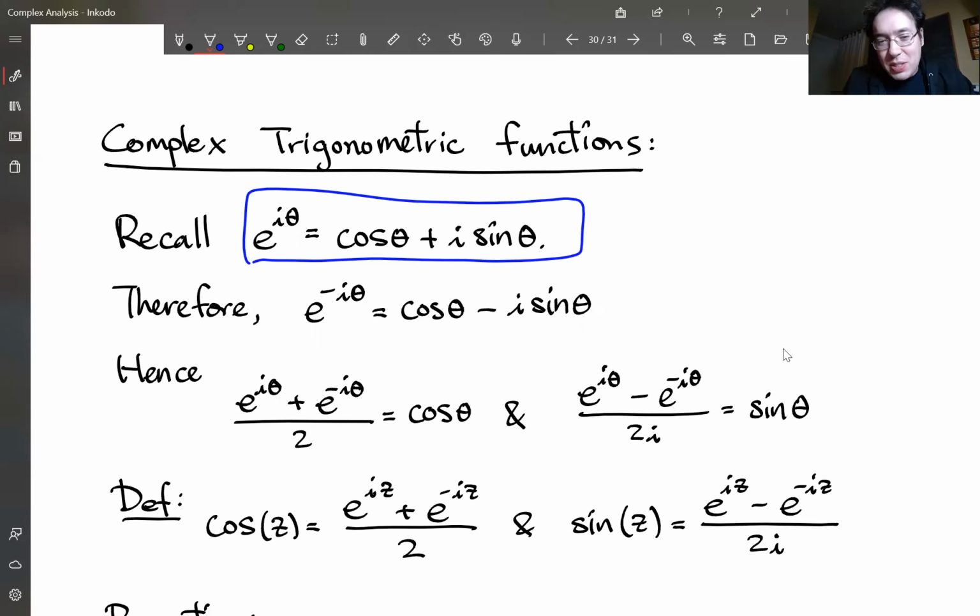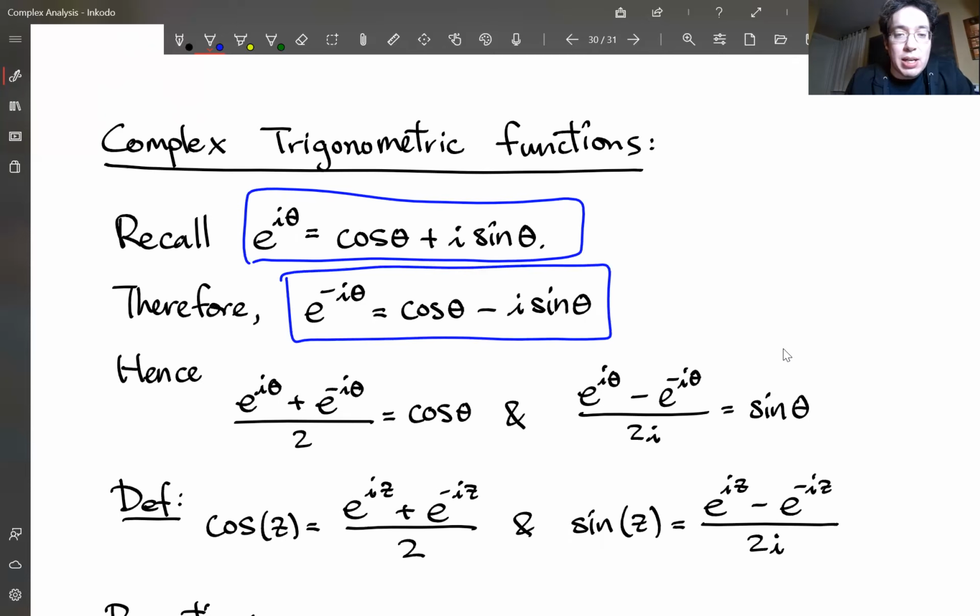So it turns out that a triangle is not a good place to start when you talk about the complex version of trig functions, because it's hard to make sense of an imaginary angle, but we can make sense of Euler's formula. Okay, and if you plug in a negative angle, we get e to the negative i theta is cosine theta, because cosine is an even function, and negative i sine theta, because sine is an odd function.